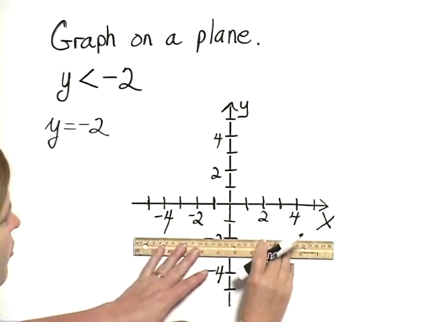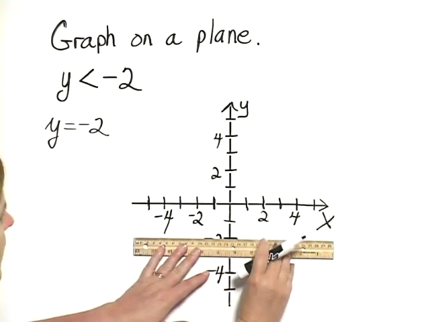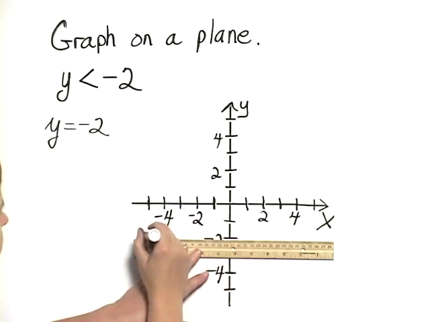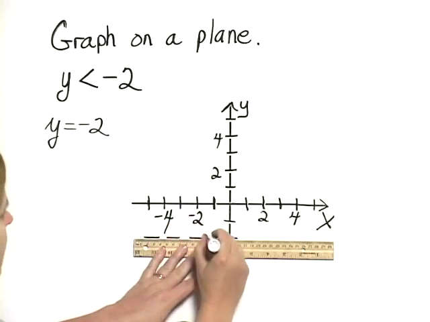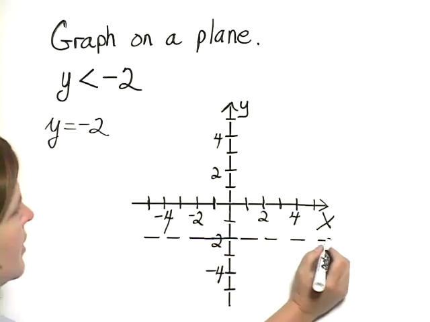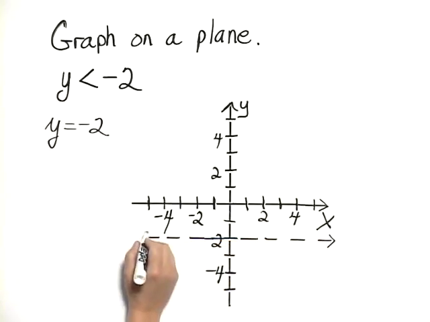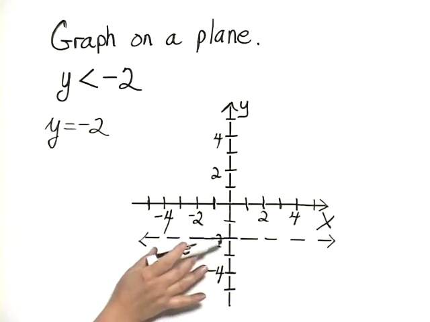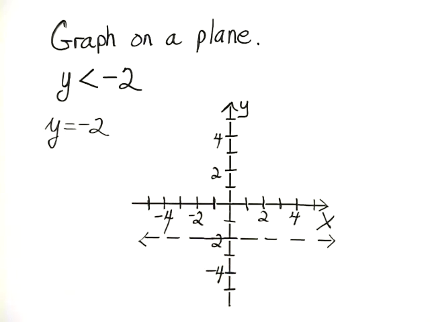So the line y equals -2 is a horizontal line going through the y-axis at -2, and we'll graph that using a dashed line to show that that's not part of the solution set. Now we need to shade the graph either above or below that line.